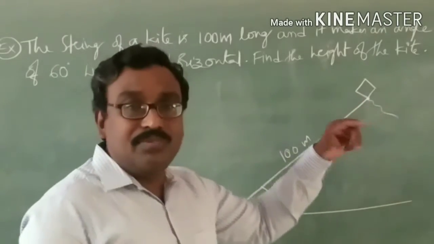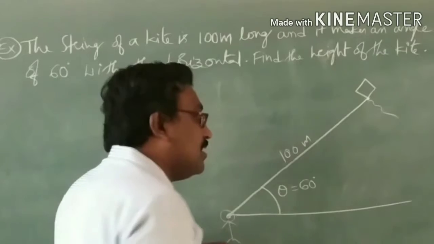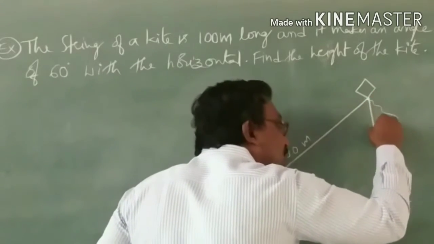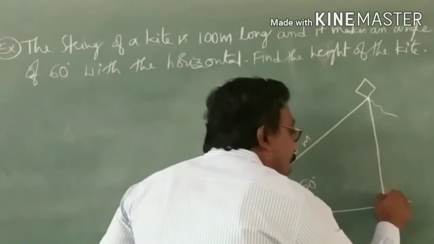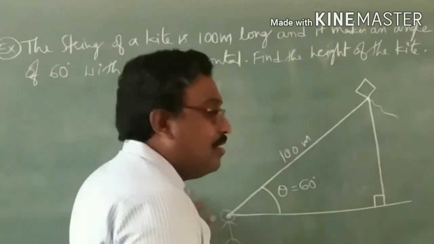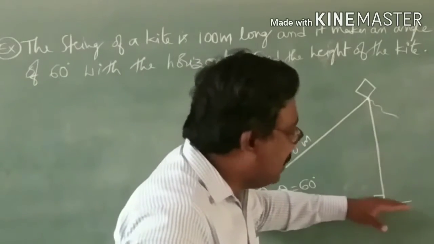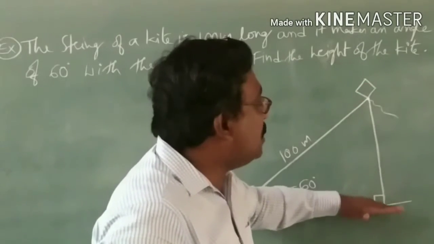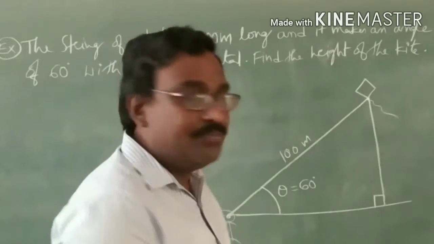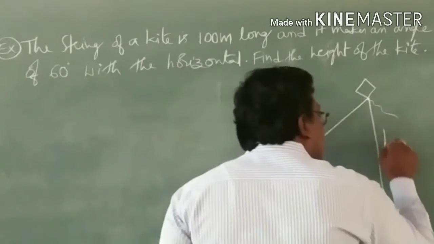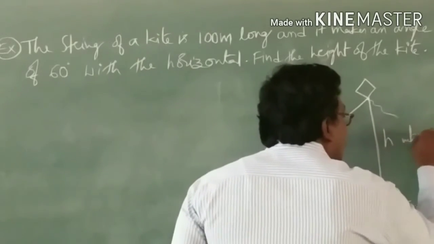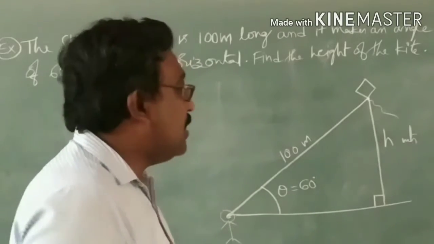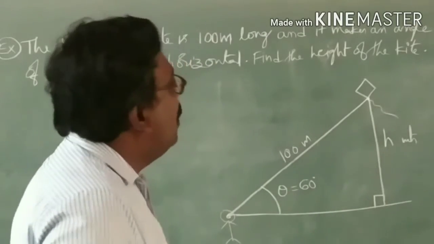Now, find the height of the kite. Height of the kite means how much above the horizontal plane it is flying, the distance between the horizontal and the kite. If it is considered as h meters, now you need to find out the value of h.